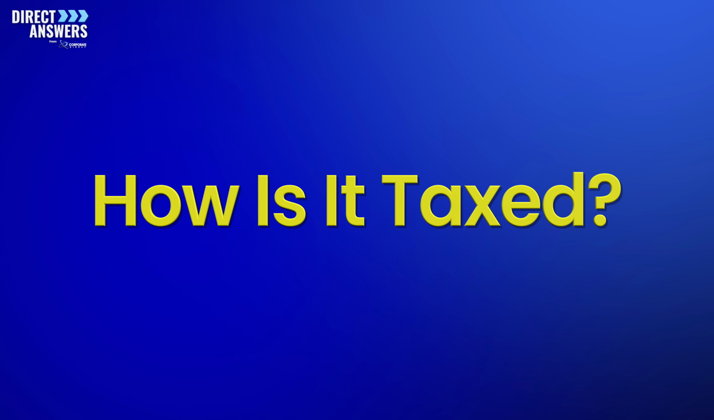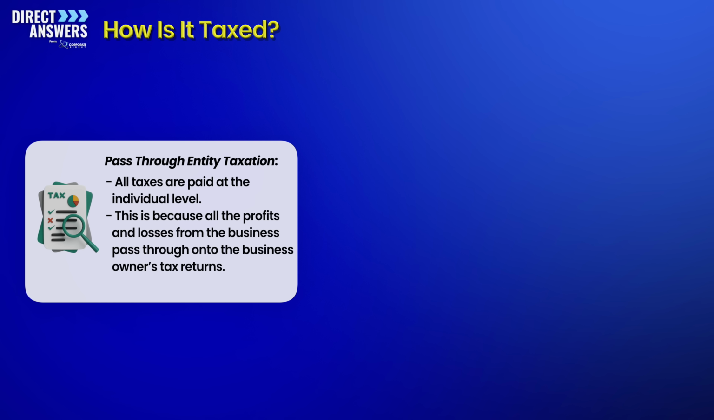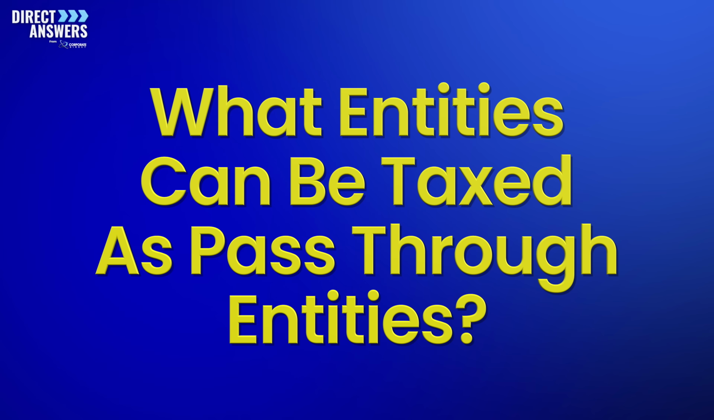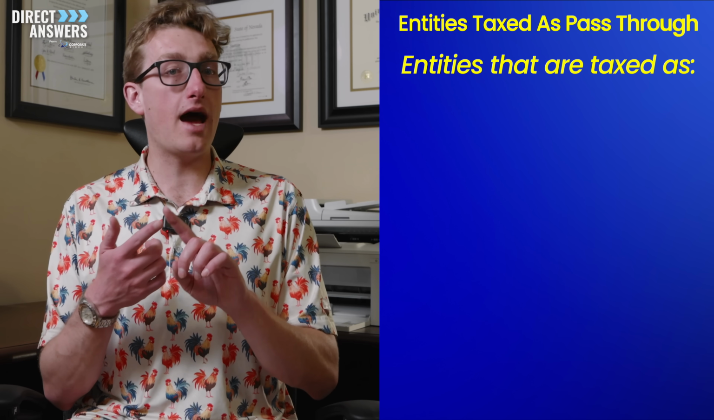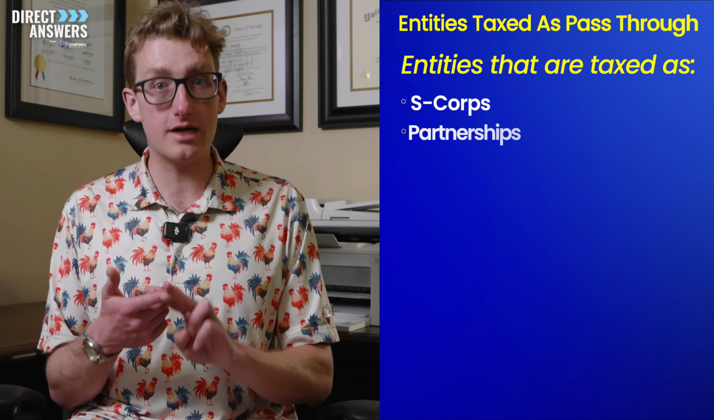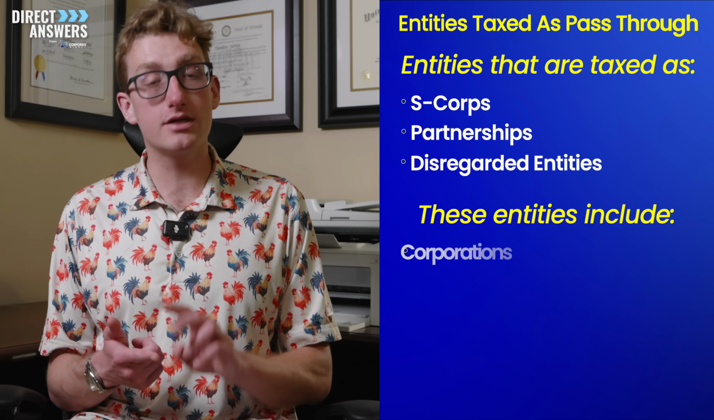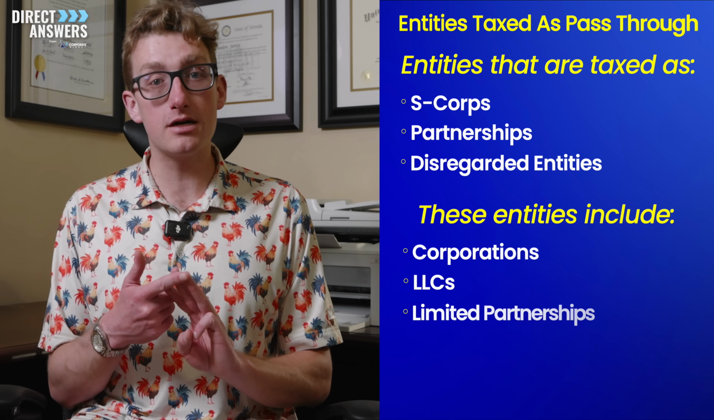And how is this pass-through entity taxed? Well, all the taxes are paid at the individual level. And this is because, as I mentioned, all the business's profits and losses pass through onto the business owner's individual tax returns. So what can be taxed as pass-through entities? Well, they're entities that are taxed as S-corps, partnerships, and disregarded entities. And these entities include corporations, LLCs, and limited partnerships.